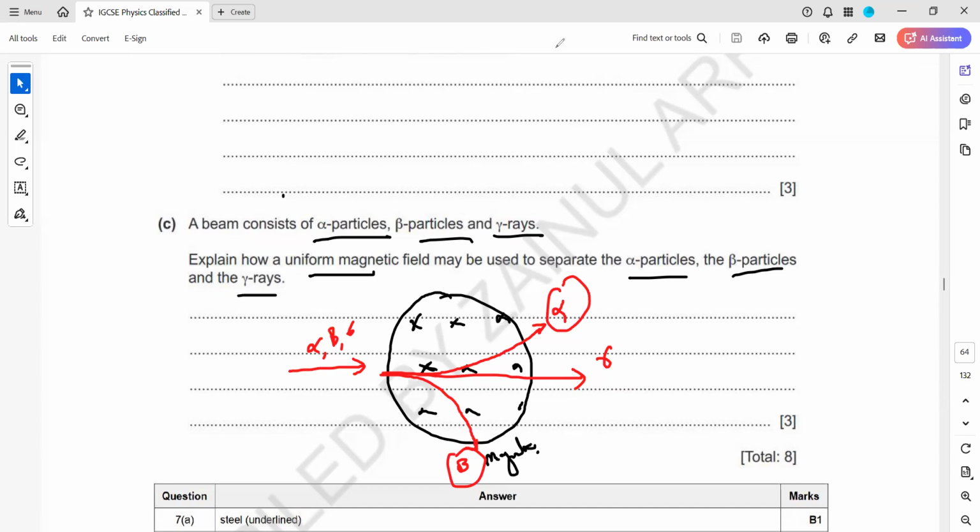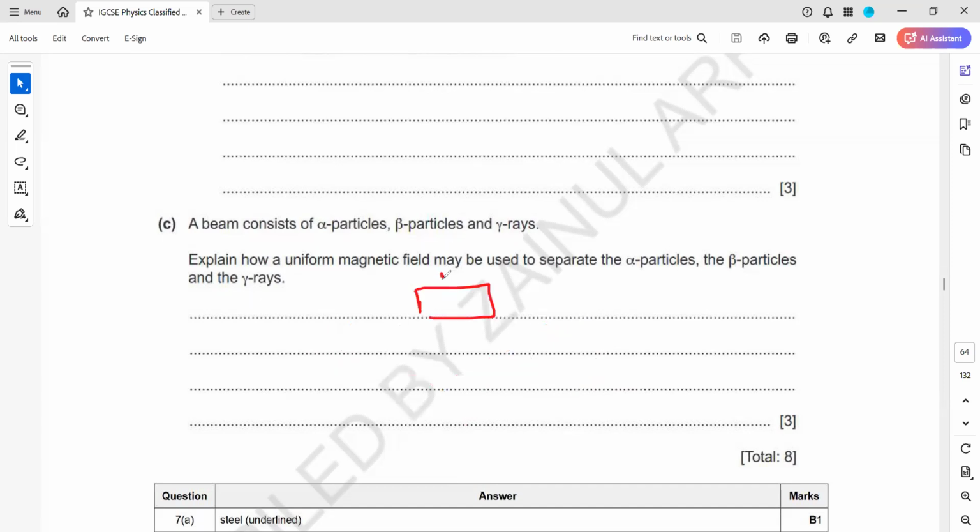If you use an electric field, then what will happen? If they ask how an electric field can be used to show the deflection of these particles, we set up the electric field. Alpha particles, again perpendicular. Alpha particles are positive, so they will be deflected towards the negative plate. Beta particles are negative, so they will be deflected towards the positive plate. And gamma will not deflect. Again, the deflection for alpha will be small as compared to that of beta.